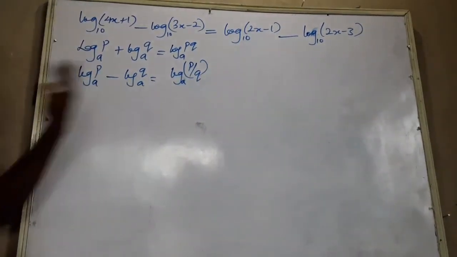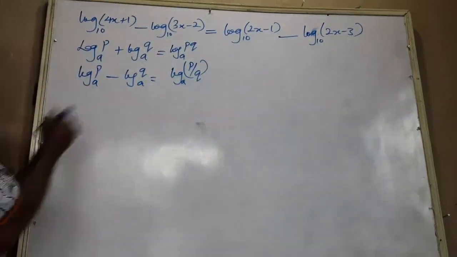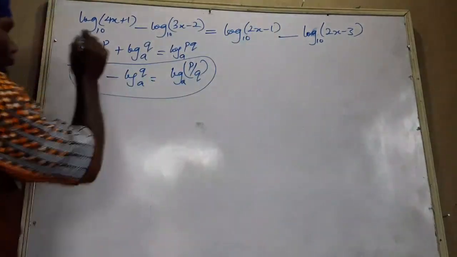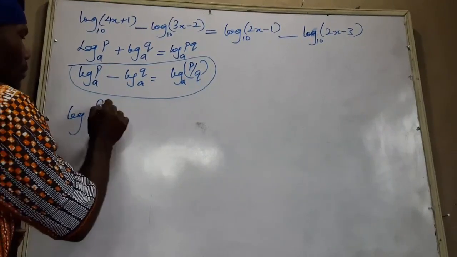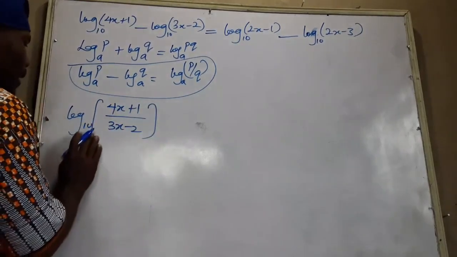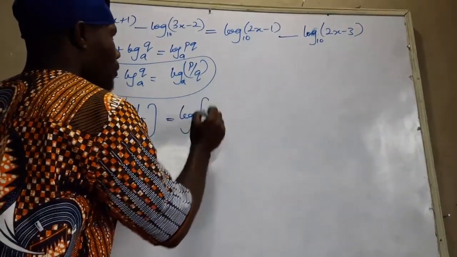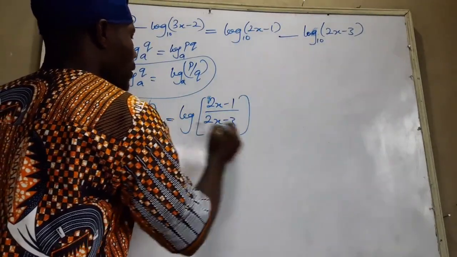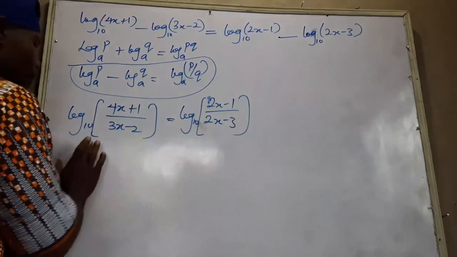Now, in solving this, let's consider the equation one by one, this one and this. So let's apply the second rule to both of them. So we have log of 4x plus 1 over 3x minus 2 base 10 is equal to log of 2x minus 1 over 2x minus 3 base 10. Because we apply the second rule, that is why it is in this form.